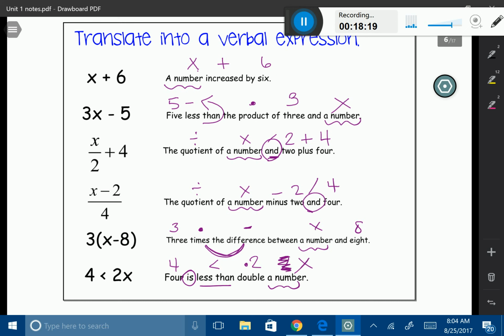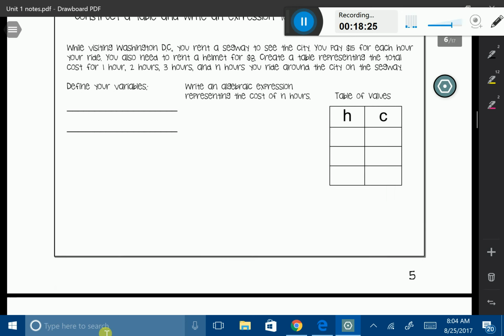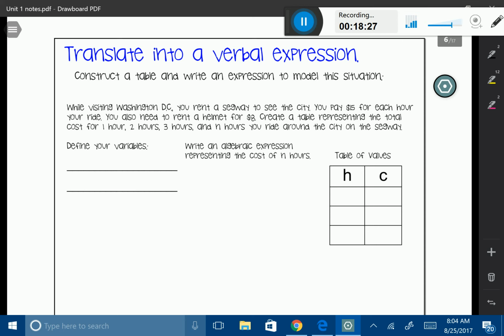So at this point, we've translated from algebraic expressions to verbal and verbal to algebraic. So I've got one more thing for you, and we're just going to do a little word problem. I always like to top things off with a word problem. So we're going to construct a table and write an expression to model the situation. We're going to be talking about this in depth in Unit 4 in linear equations, but right now I'm just trying to introduce to you the idea of creating an expression.